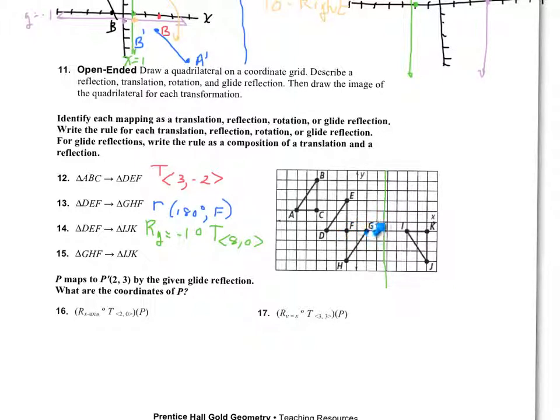So it's 1, 2, 3. So this is the line x equals 3. So it's purely just a reflection over the line x equals 3. And that's it.